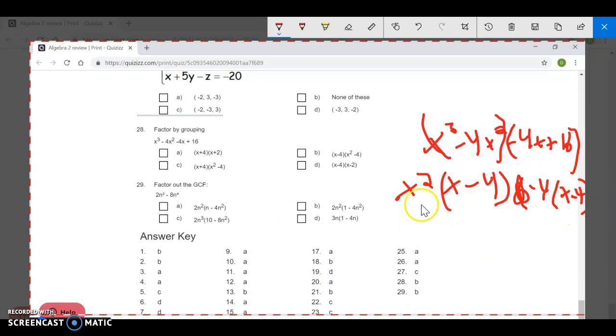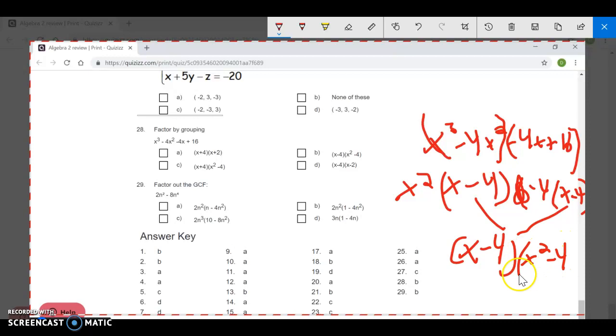So if you look at what's left, these two are the same. So I write it as x minus 4, and then what's left is x squared minus 4. So I go x squared minus 4 and put those together. And there's my final answer. I factored it by grouping. So whichever one has that answer, I think it's this one right here from what I'm looking at. Next one, similar, you have to factor.